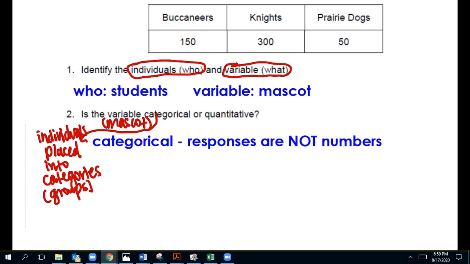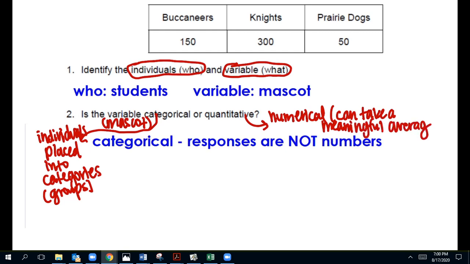And then quantitative would be numerical. But the most important thing about that is there's some numerical things that are actually categorical, like zip code or area code. So I like to put a little note there that says can take a meaningful average. So I wouldn't calculate the average zip code, for example.